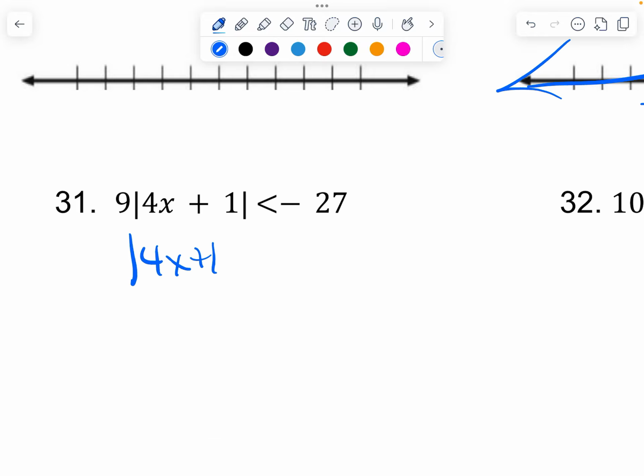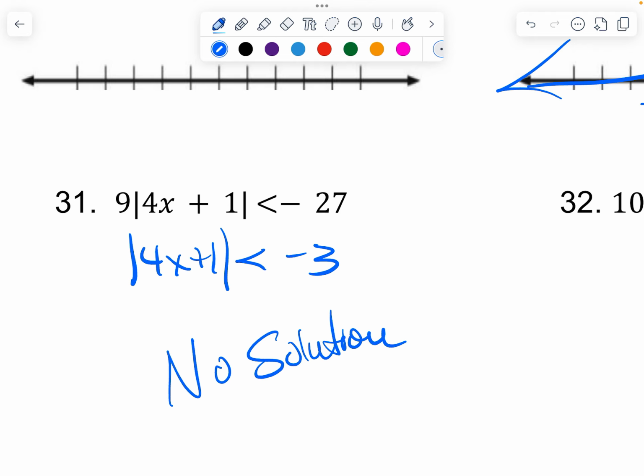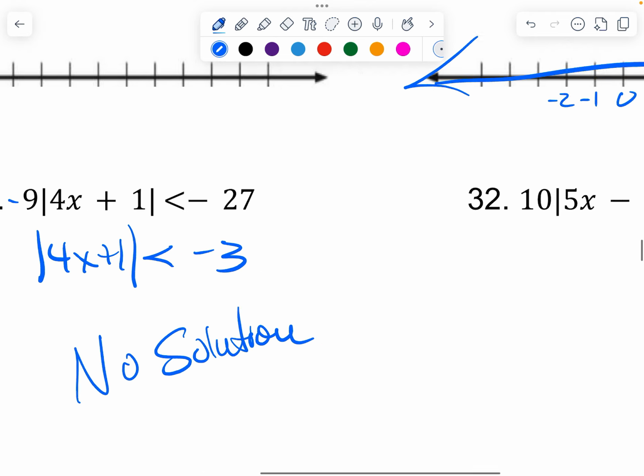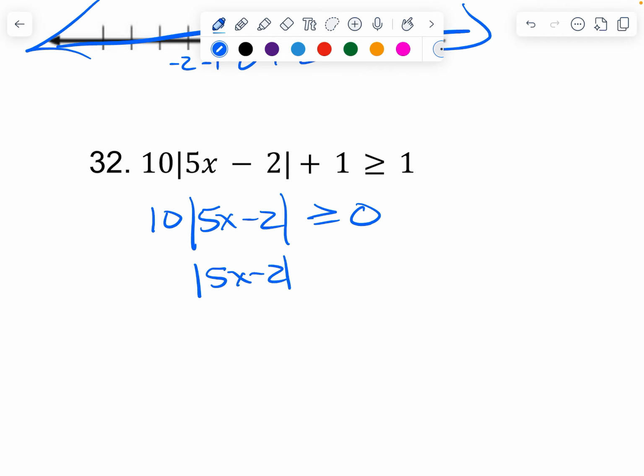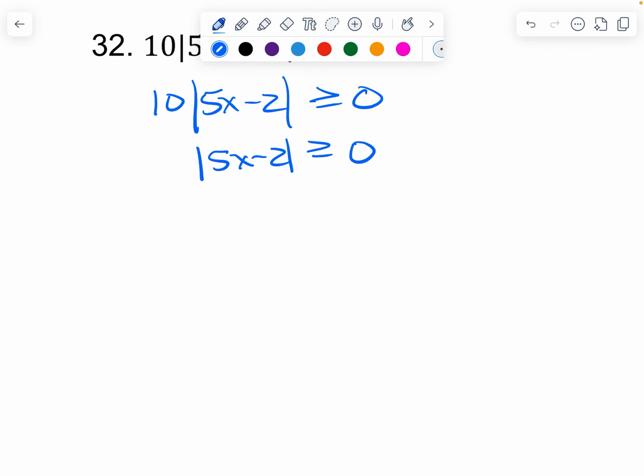4x plus 1 in absolute values is less than -3. Why do I have 2 of these right in a row? I should have had this as a negative, but I didn't. Okay, do you know the answer already? Because we've done 3 of these. Should have done less than or equal to on this one.